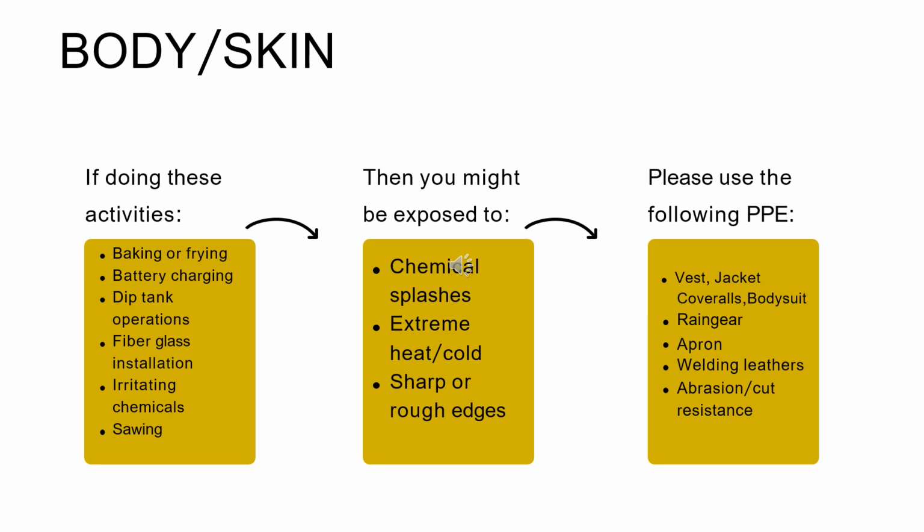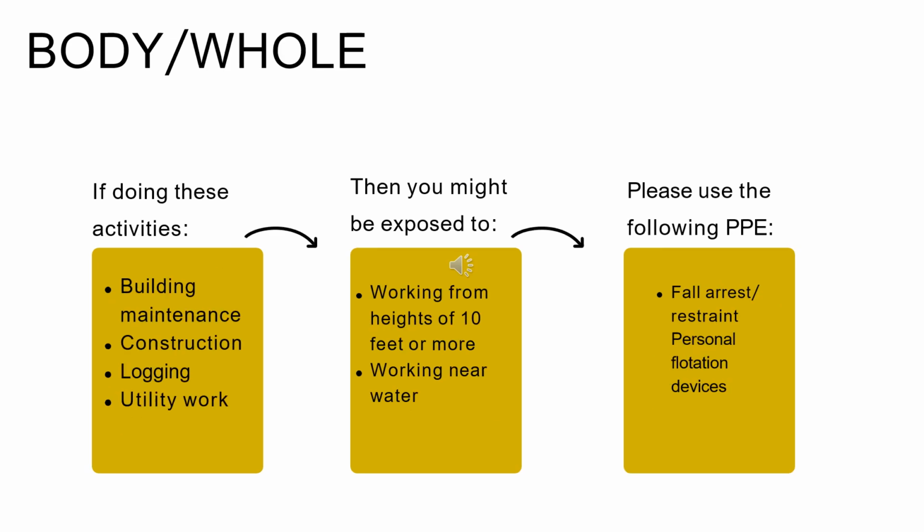If you're doing these activities: baking or frying, battery charging, deep tank operations, fiberglass installation, irritating chemicals, sewing, then you might be exposed to chemical splashes, extreme heat or cold, sharp or rough edges. Please use the following PPE: vest, jacket, coveralls, bodysuit, rain gear, apron, welding leathers, abrasion and cut resistance.